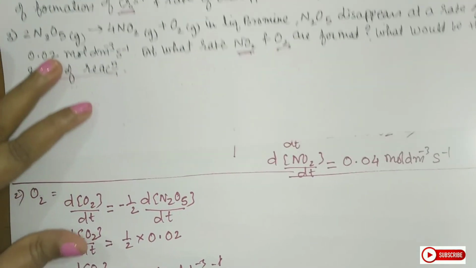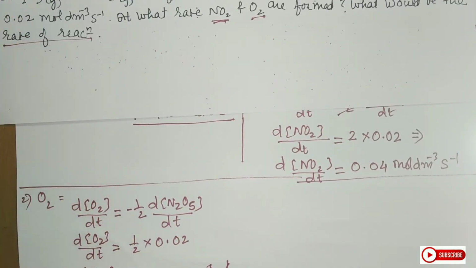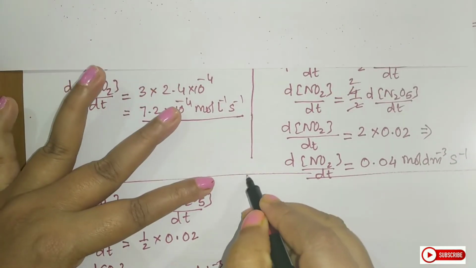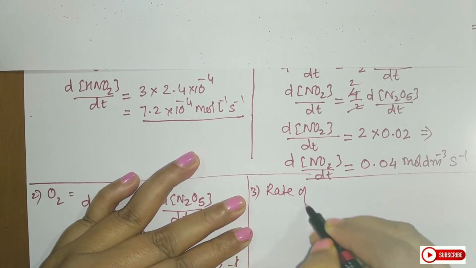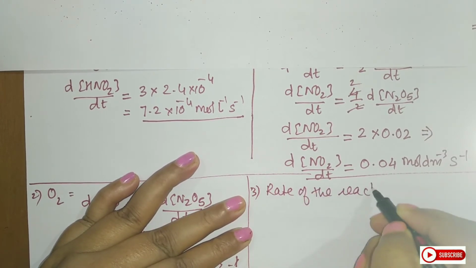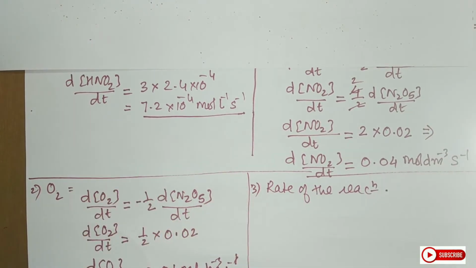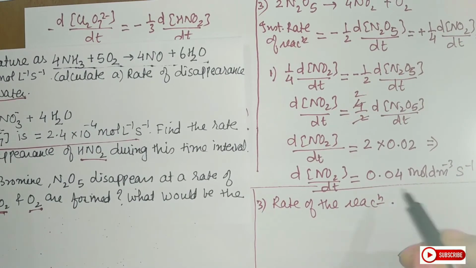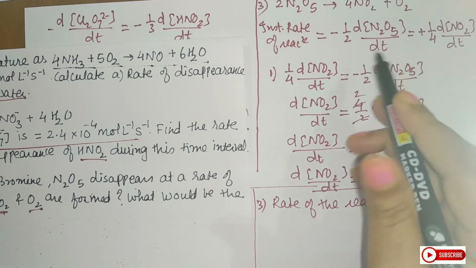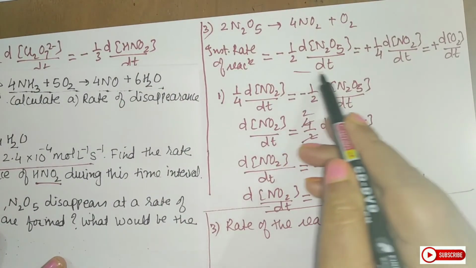Now when this type of question is asked, you can take any one of the concentrations. Now the final one, that is the third calculation, is the rate of the reaction. Now students, to find out the rate of the reaction, what you have to do is substitute any of the concentrations in this rate equation.